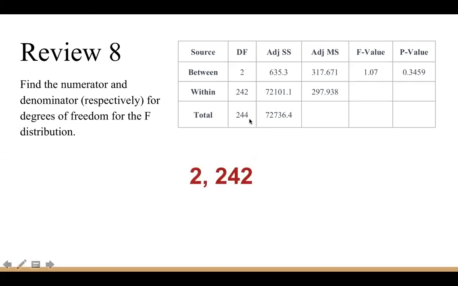Okay, so this one is relatively quick. So our answer here is 2 and 242. So in the table we're given the between degrees of freedom and the within degrees of freedom. So the between is the numerator and the within is the denominator. So it's just 2 and 242.